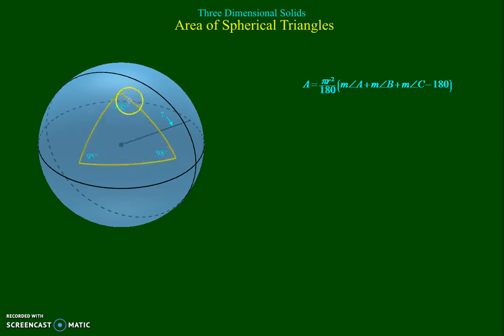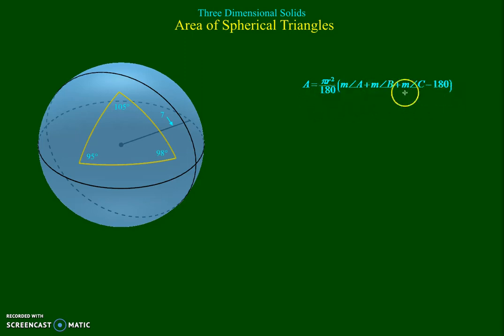And if we want the area of a spherical triangle, we would do this calculation. Remember that the area of a triangle in Euclidean geometry is 1/2 base times height. This is significantly different than that. We have pi r squared, which is the area of a circle, divided by 180 times the sum of the interior angles of the spherical triangle minus 180 degrees. So that is the basic formula for area of a spherical triangle.